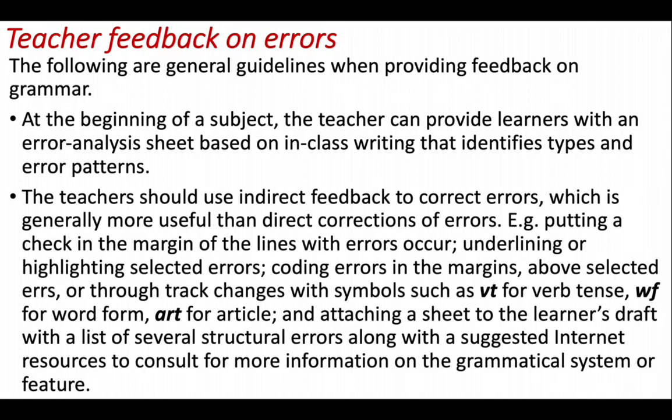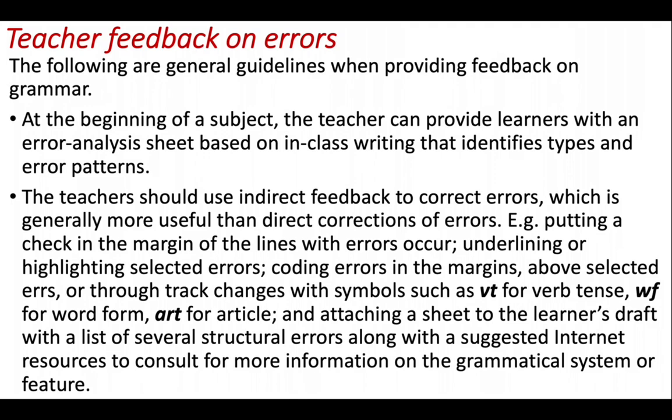The teacher should use indirect feedback to correct the errors, which is generally more useful than direct correction of errors. What do we mean by that? Let's say the student wrote, we was sitting under the tree, blah, blah. Instead of changing it to we were sitting under the tree, you can just underline the verb that has an error, and then write VT. VT stands for verb tense, that it's not correct. You use symbols to help them detect the errors that they have. So that is indirect feedback rather than correcting the error for them.